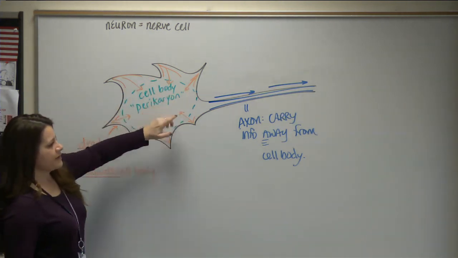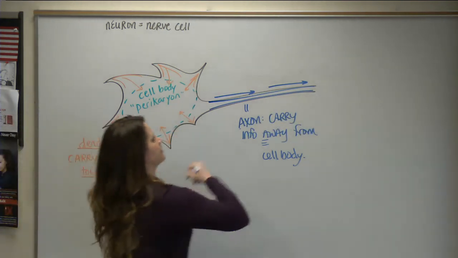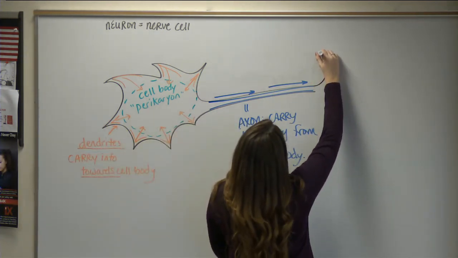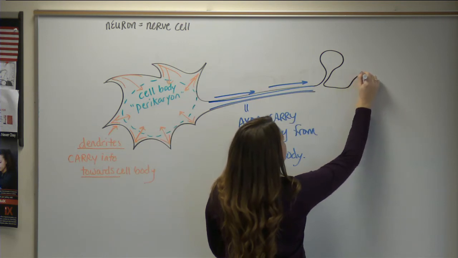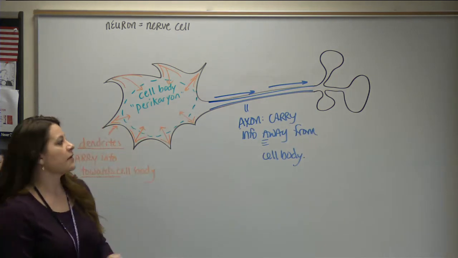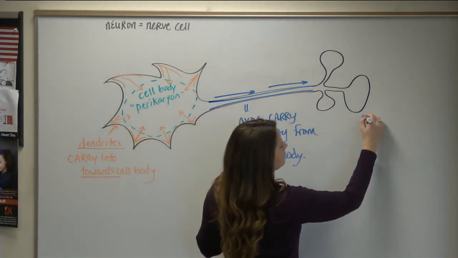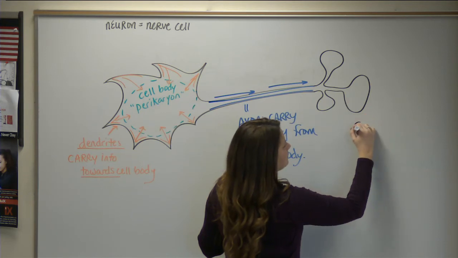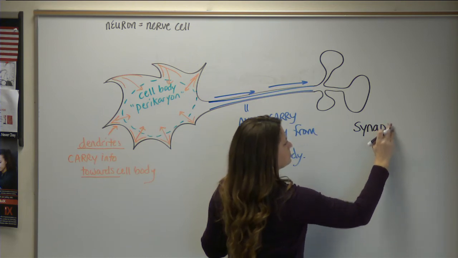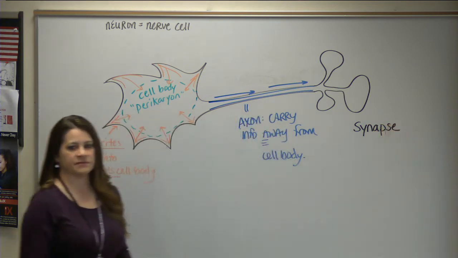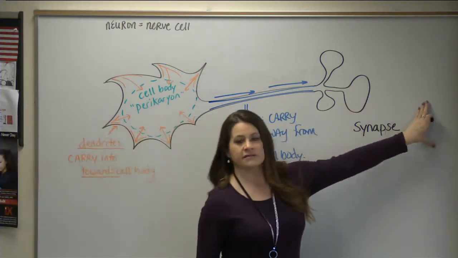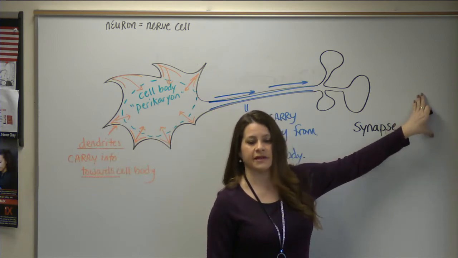Now, what's going to happen at the end? Let's just make this a little bit bigger. This is going to be totally out of scale, but what we see here, they kind of look almost like little doorknobs. Okay, so at the end here, we're going to have what we call a synapse. A synapse is when you have the information leaving one neuron, connecting to another neuron, or connecting to a muscle or a gland or something.